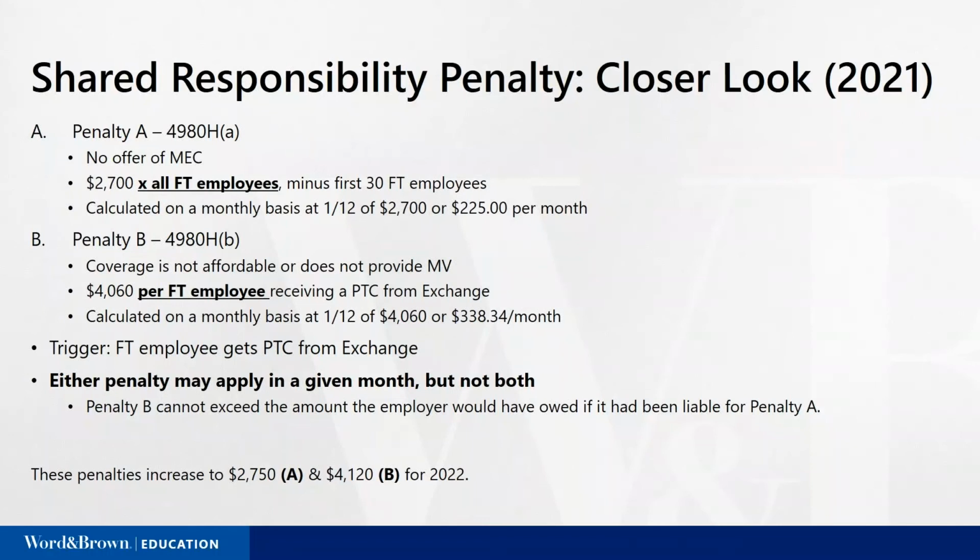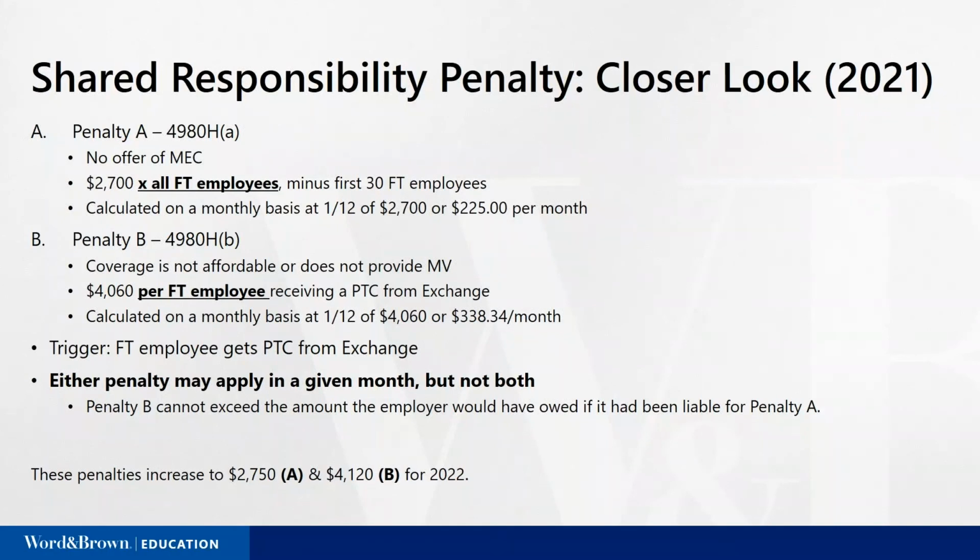However, the IRS looks at these on a month-to-month basis. So in reality, the IRS will assess this at $225 per month per full-time employee minus the first 30 full-time employees if minimum essential coverage is not offered in that month. Penalty B is assessed if coverage is either not affordable or does not provide minimum value in a given month. The yearly penalty for that is $4,060 per full-time employee that receives a premium tax credit from the exchange and is not offered affordable or minimum value coverage.